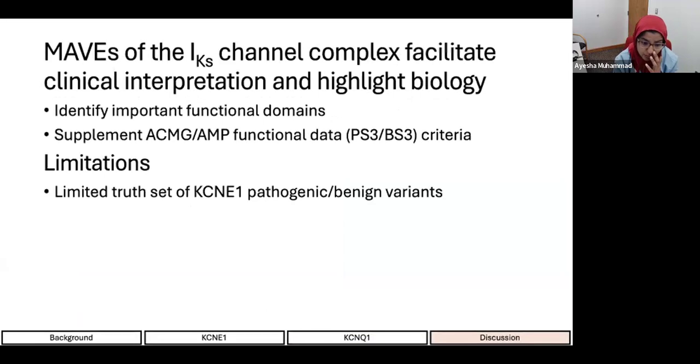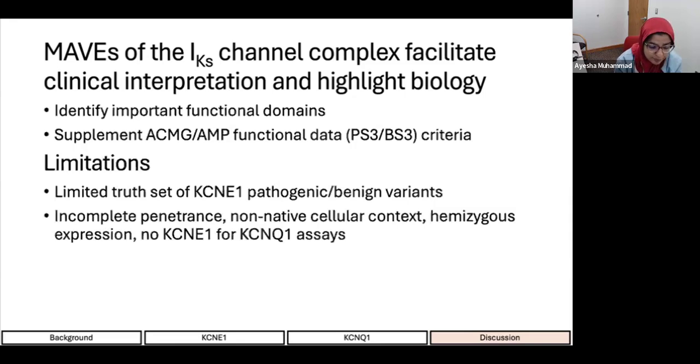Particularly for the KCNE1 dataset, we had a limited truth set of pathogenic and benign variants. We also, given that we are conducting these assays in HEK cells, are doing them in a non-native cellular context. Obviously, these assays don't account for incomplete penetrance. Usually in a cell, there are 2 copies, but we are working with hemizygous expression. And then the KCNQ1 trafficking and function assays are actually lacking KCNE1 due to experimental difficulties.